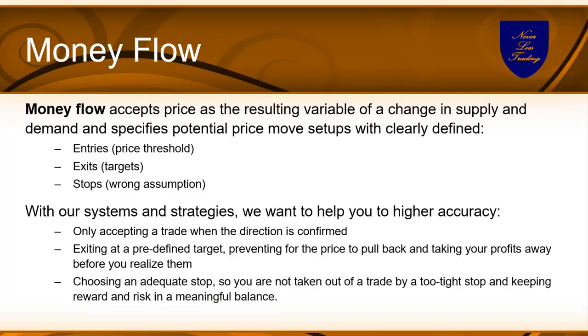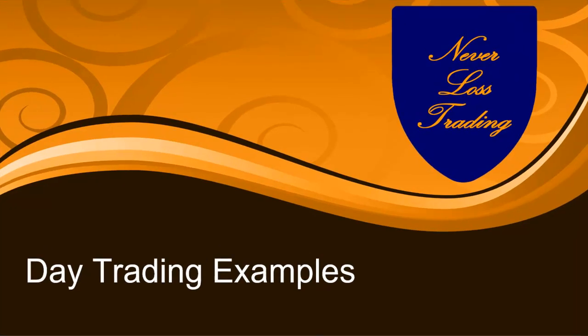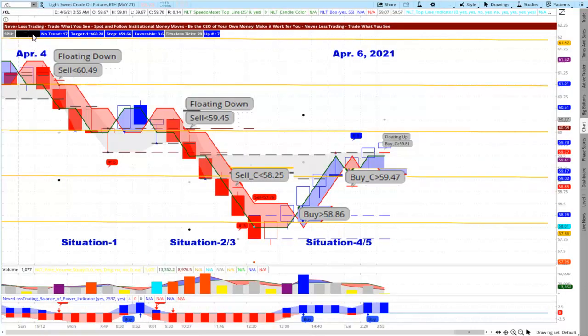And surely we choose an adequate stop to not get stopped out in the price movement, but also to keep risk and reward in a meaningful balance. We now best explain in some of the day trading examples we are looking at today. Here's an example of crude oil, price move for crude oil from April 4 to April 6. It started out on a Sunday, continued through Monday, and here we have a little bit of the Tuesday on it, and we'll see how the trade situation evolved.